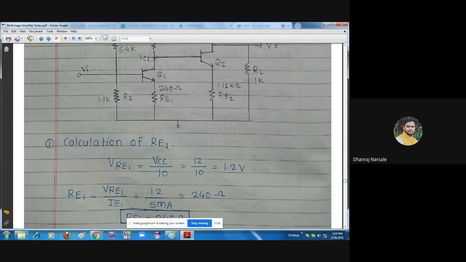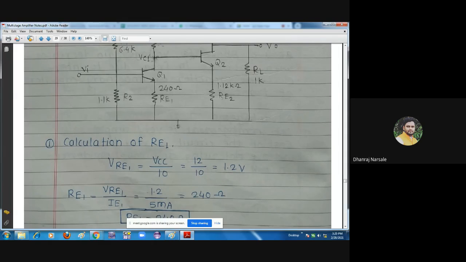Means our goal is we have to find out the value of RE1. Means I have to find out the value of resistance. To find the value of resistance, we should know the value of voltage and current. Okay, because resistance is equal to voltage divided by current. So to find out the value of this resistance RE1, I should know the voltage drop across this resistance, and we have denoted that the voltage drop across this resistance is the VRE1. Okay, then we have to find out the current flowing through this resistor.